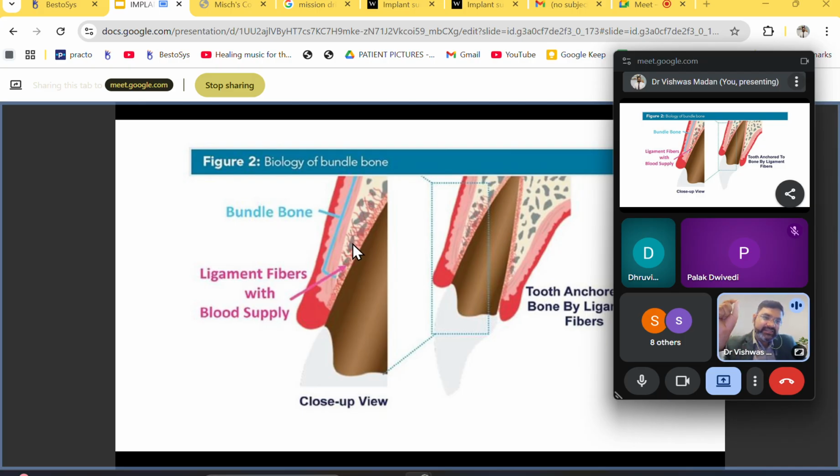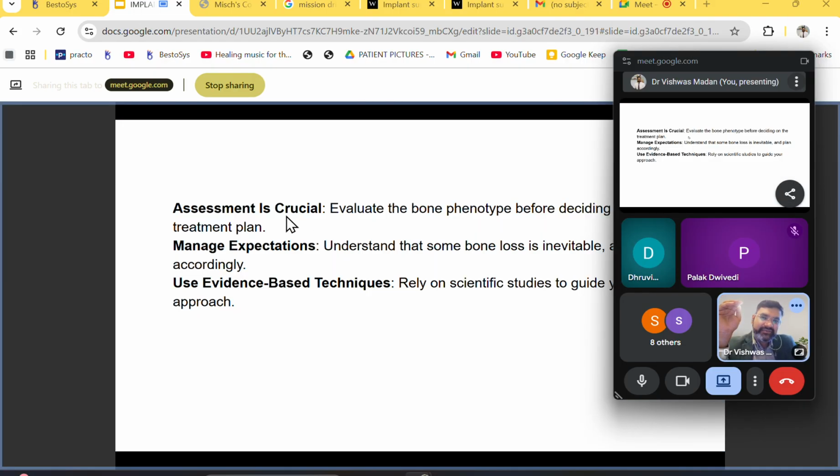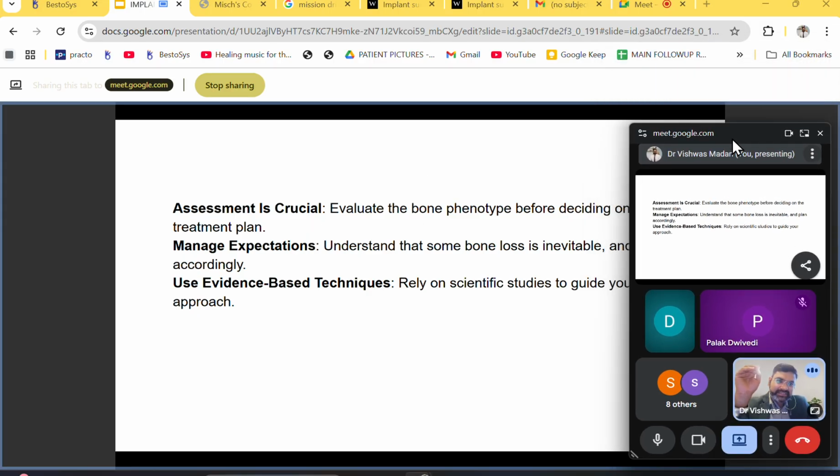So this is a very zoomed in view. Approximate thickness of a buccal plate or the bundle bone is about 1 to 1.5 mm. So now how does this affect us? That's the second slide.